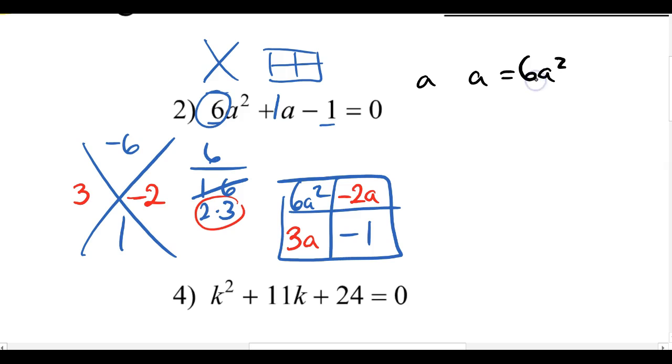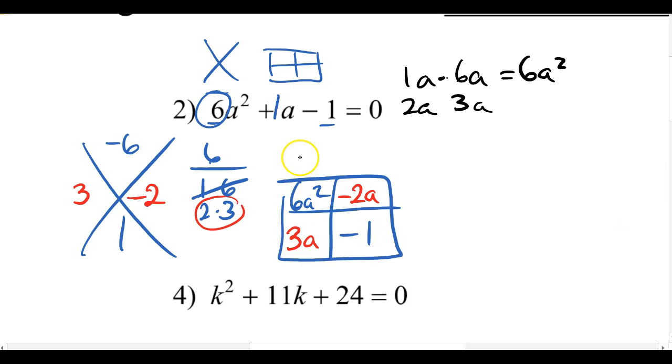But what do I do to get 6? Or what do I multiply? Well, I could do 1 times 6, or I could do 2 times 3. And I'm just looking at the numbers here. I have a 2 and a 3 here, so I'll probably have to do the 2 and the 3. So where do they go? 2a and 3a.